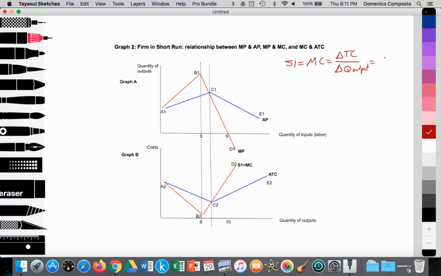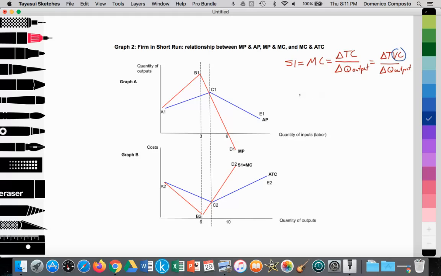And it's also equal to the change in the total variable costs, right? Total change in total variable costs over the change in the quantity of output. It is the same. Why? Because the fixed costs are constant. So if the total cost is changing, it's a result of a change in the variable cost. So thus, change in total variable costs is the same as the change in the total cost because the fixed costs are constant. What about the average total cost?